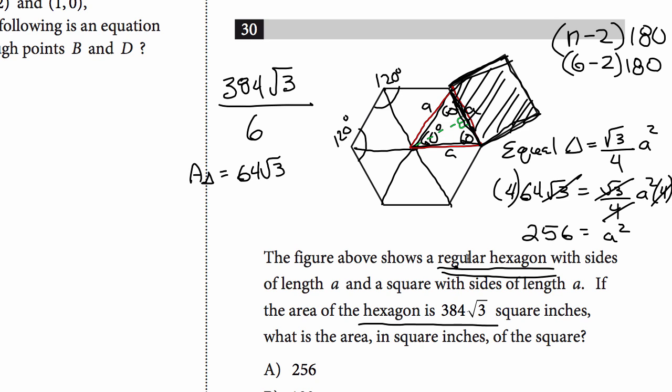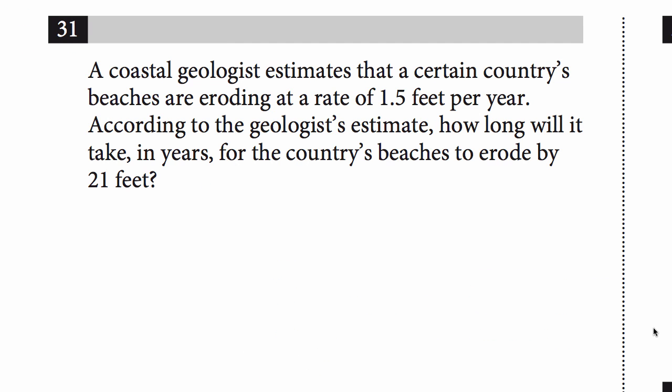So I just did this a little differently because I wanted you to know the area of an equilateral triangle. And that's that equation right there. It's just radical 3 over 4 times a side squared. So your answer is A. And you're done. All right, number 31 is one of those questions.